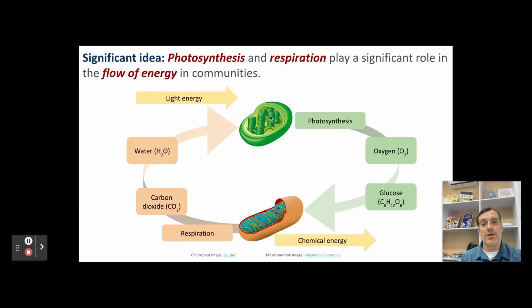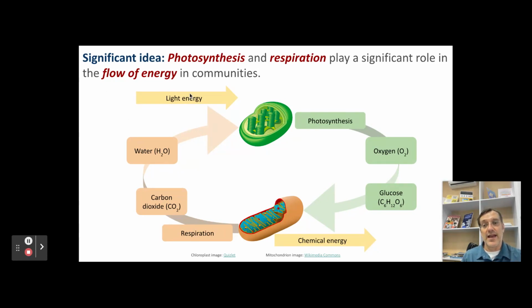We're here in our chloroplast. The process of photosynthesis is driven by the input of light energy to produce oxygen and glucose. And then in the animal mitochondrion shown here, the process of respiration splits apart the glucose and the oxygen to produce carbon dioxide and water. And as it does so, it releases chemical energy from the chemical bonds that exist here in the glucose.